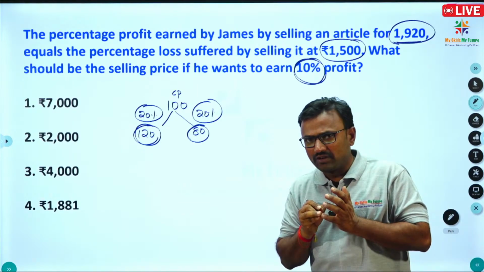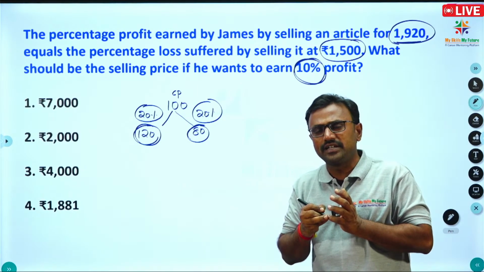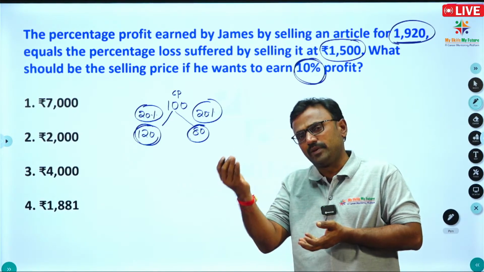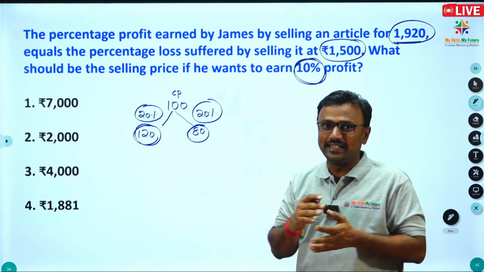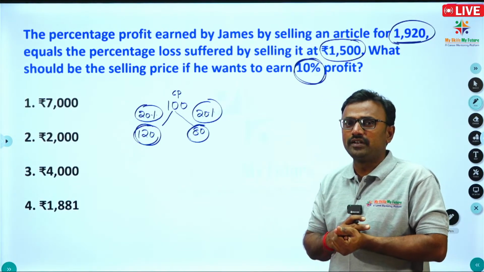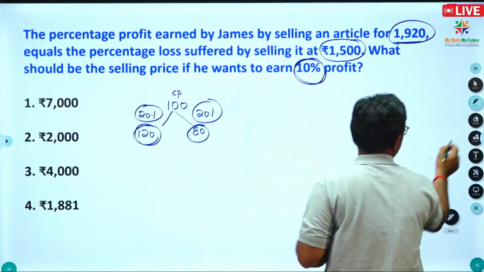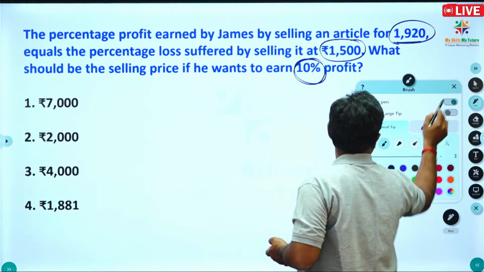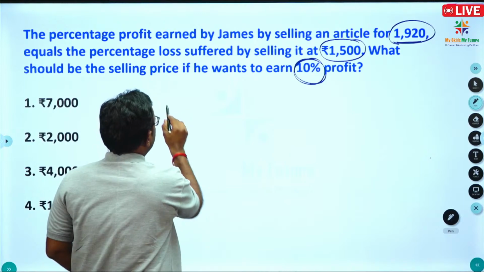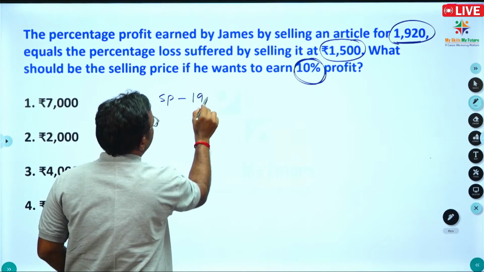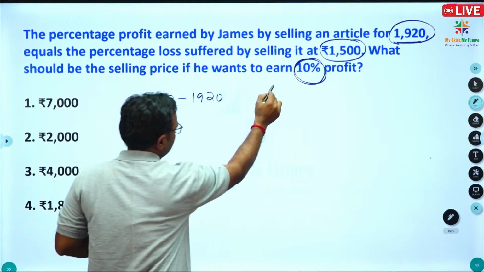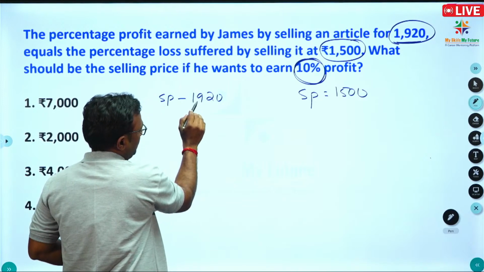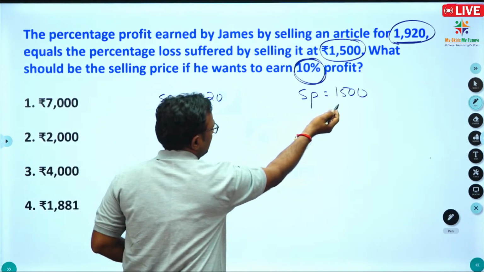If you want to calculate profit percentage or loss percentage, we must know the cost price. Based on the cost price, we calculate profit percentage or loss percentage, until they mention specific information in the question. See here: the selling price is 1920, and here the selling price is 1500. This one is at profit, and this one is at loss.